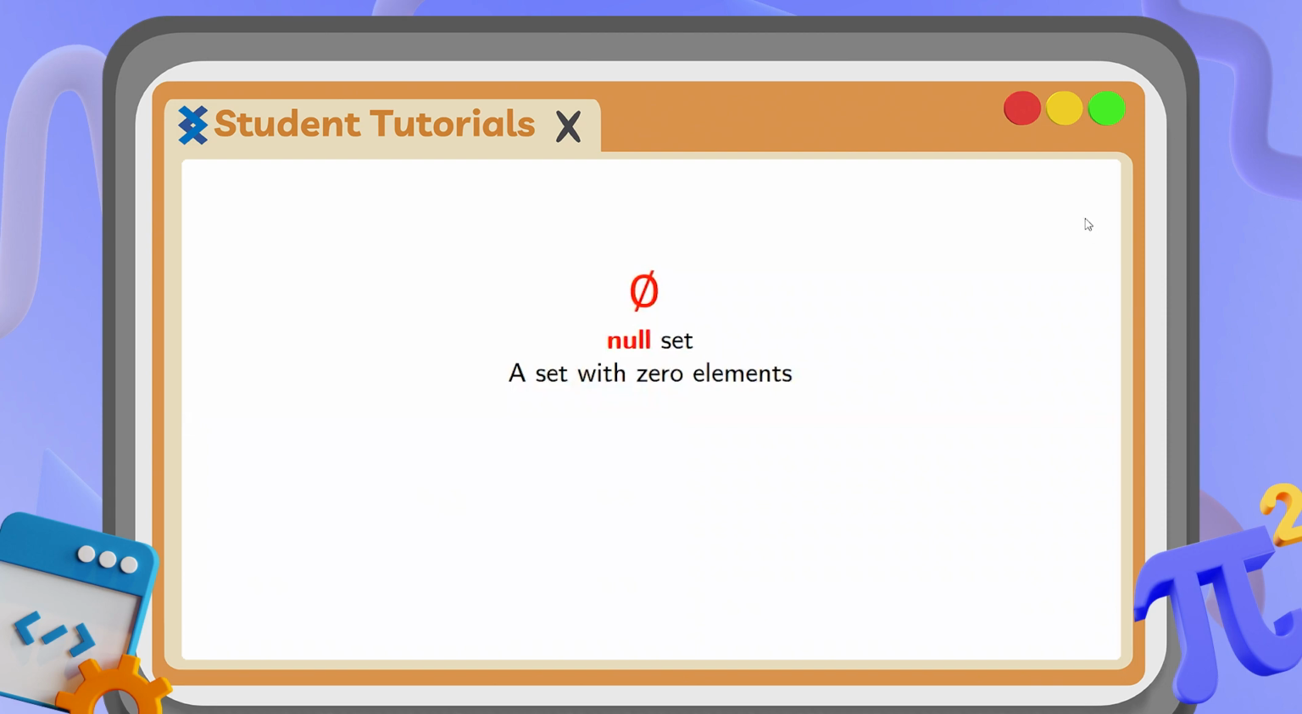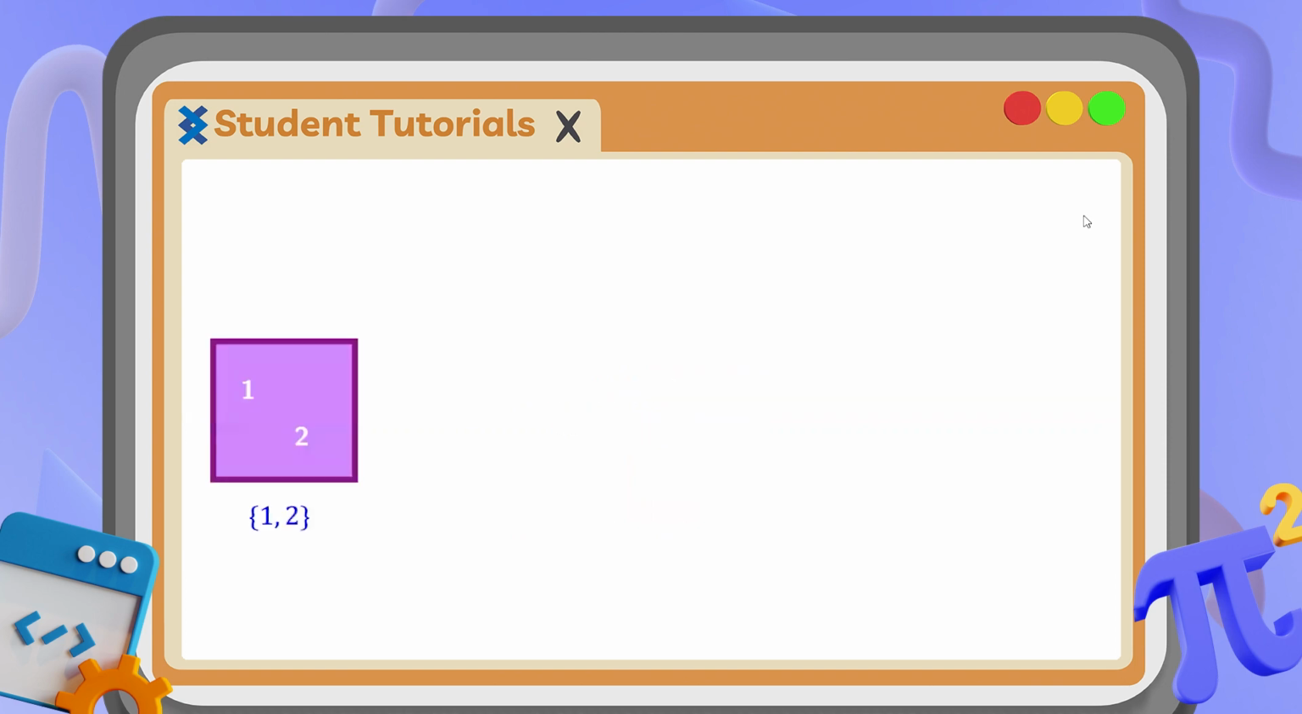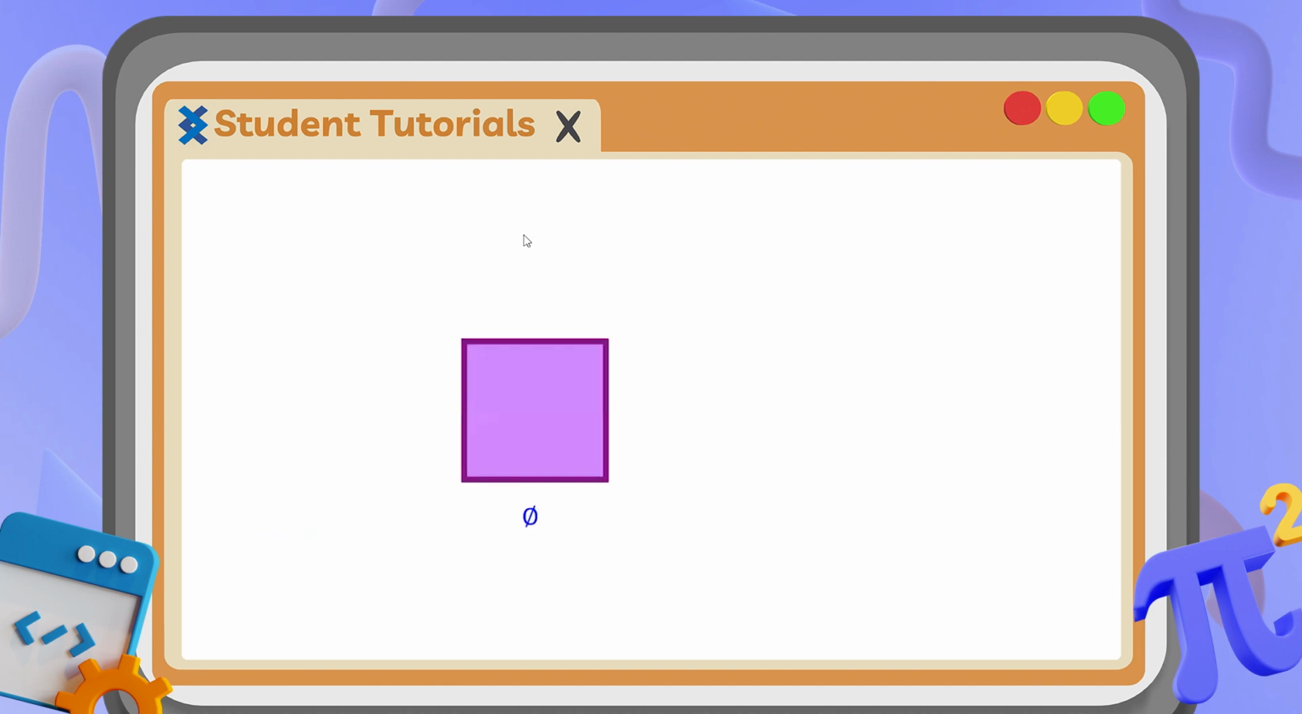So here we have even more symbols to discuss. Here is the null set, which is a set with 0 elements. Another way to describe it is to basically have curly brackets with nothing inside it. So we can think of empty sets as empty boxes. Here, let's show different kinds of cases. Here we have a box containing 1 and 2, which we can represent as a set containing 1 and 2. Then here we have the null set, which contains, by its definition, nothing.